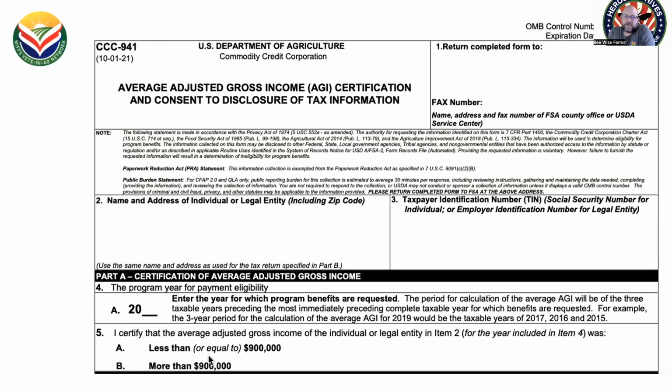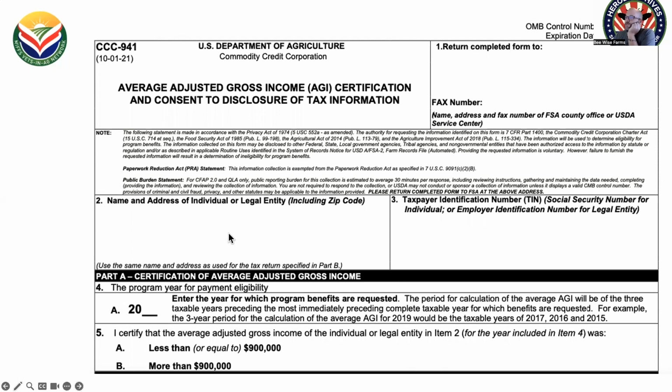The next one is the CCC 941. The CCC 941 is the average adjusted gross income certificate and consent to disclosure of tax information. This is literally the form that connects you with your tax information and your farm. So this is a very important form because, like I said, eligibility does relate to gross income when it comes to your eligibility for a lot of USDA programs. So let's take a look at this form.